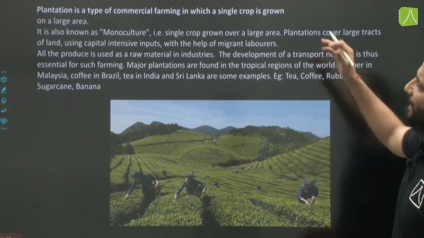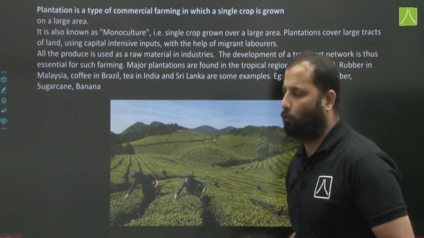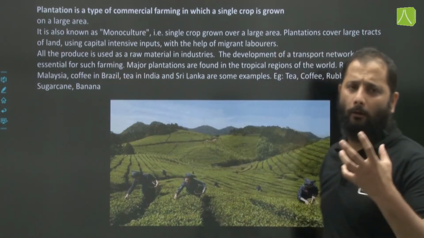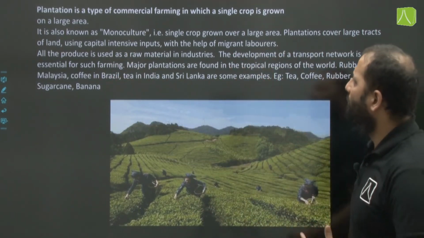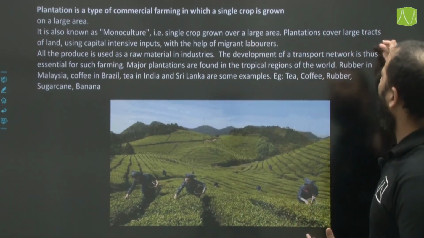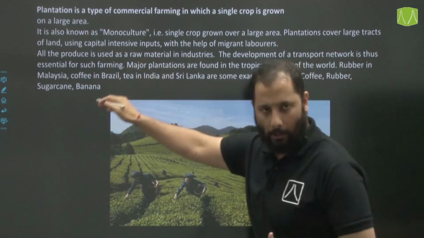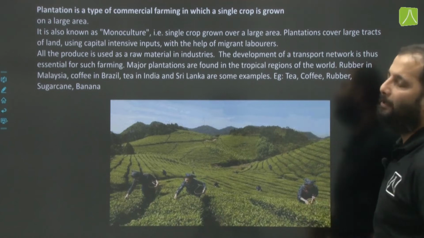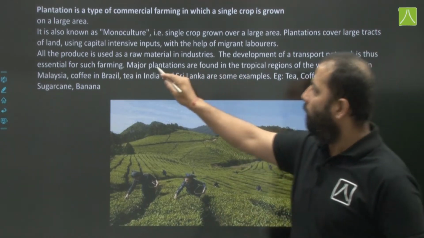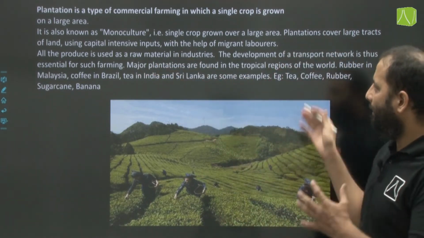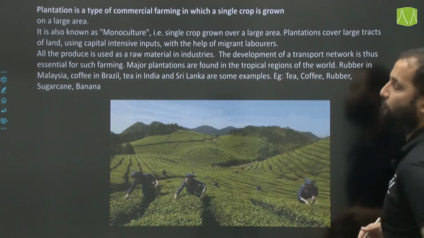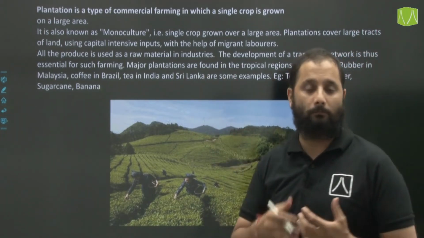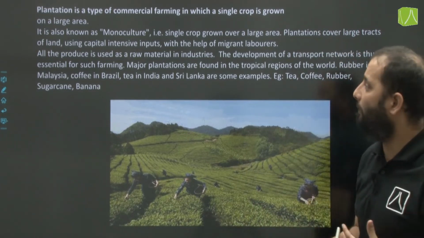Now, plantation is a type of commercial farming in which a single crop is grown on a large area. Also called bush or tree farming or monoculture, that is, a single crop over a large area, plantations cover tracts of huge land using capital intensive inputs with the help of migrant laborers. All the produce is used as raw material in the industries, and the development of a transport network is an essential factor for this type of plantation farming.